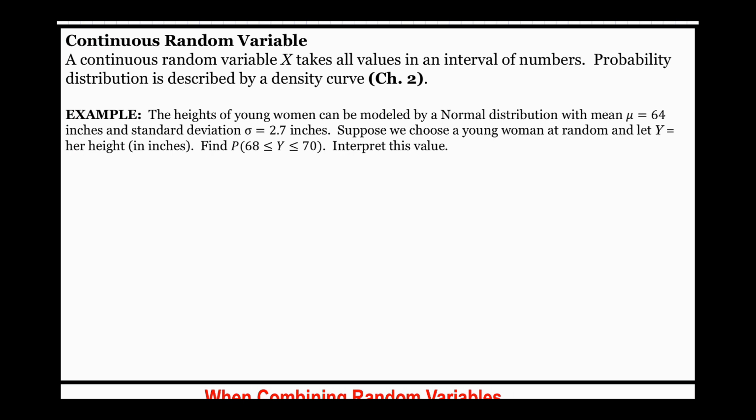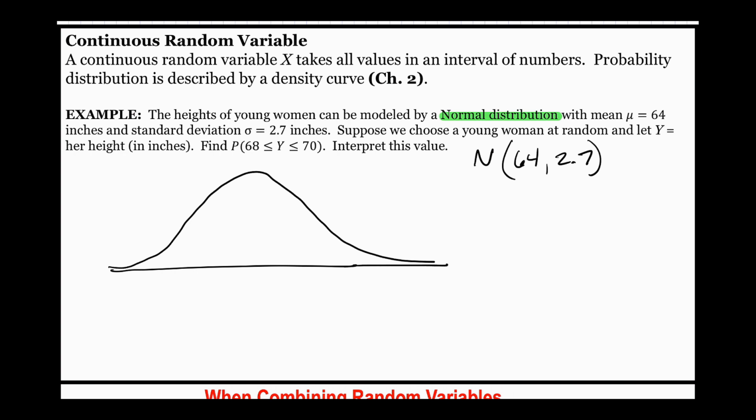So we have a normal distribution with a mean of 64 inches and a standard deviation of 2.7 inches. What did we do after that? We draw the curve, label, and sketch. First we label the middle. That's the mean, which is 64. It's the same as the median because it's symmetrical.